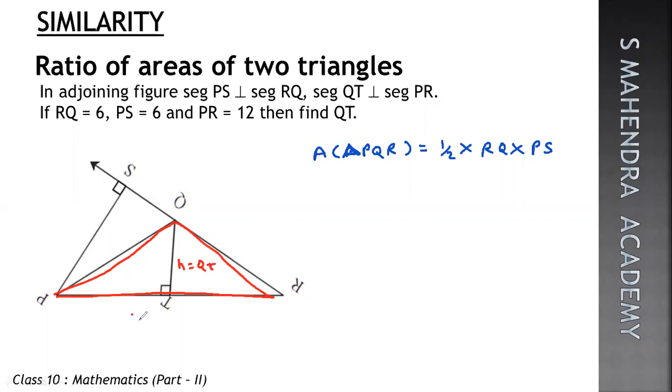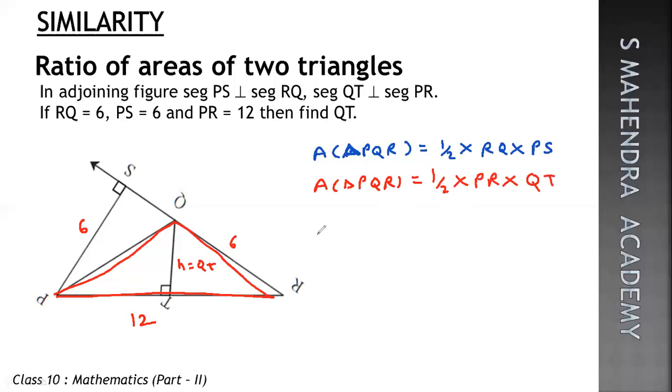Now we know this quantity is 12 units, this quantity is 6 units, this quantity is also 6 units. So in this case, the area of triangle PQR will be 1/2 base. In this case, the base is PR and the height is QT.